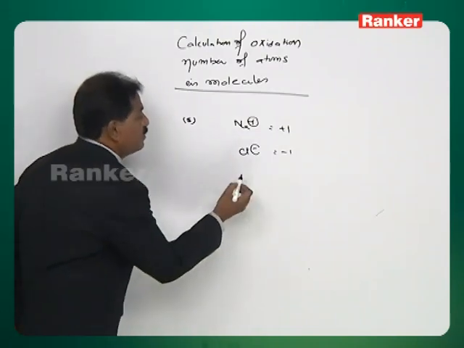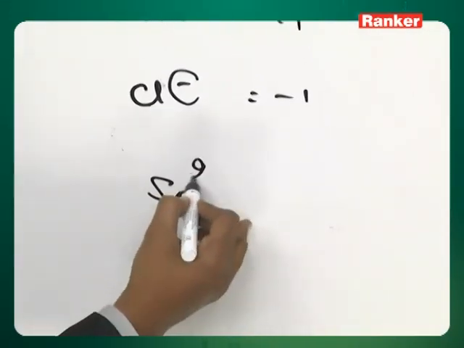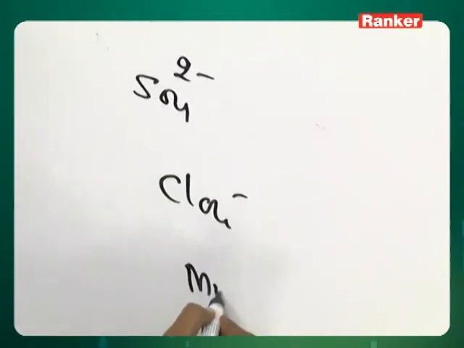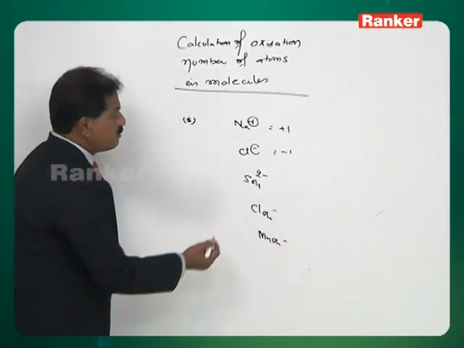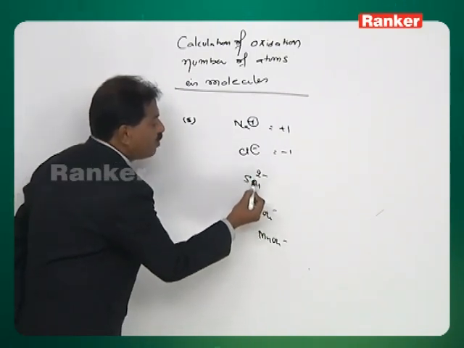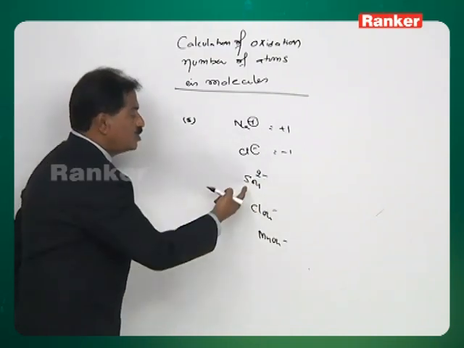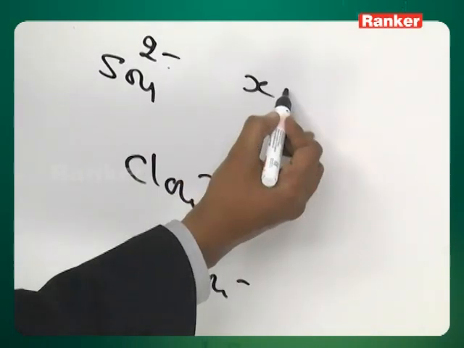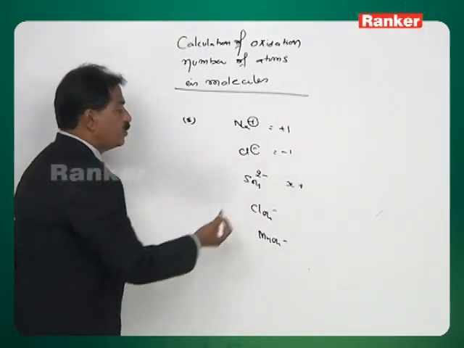Similarly, in the case of polyatomic ions like SO4 2-, ClO4-, MnO4-, the sum of the oxidation states of all atoms is equal to the charge shown over it. For example, here for sulfur, we don't know the oxidation state of the sulfur. Let us say X.